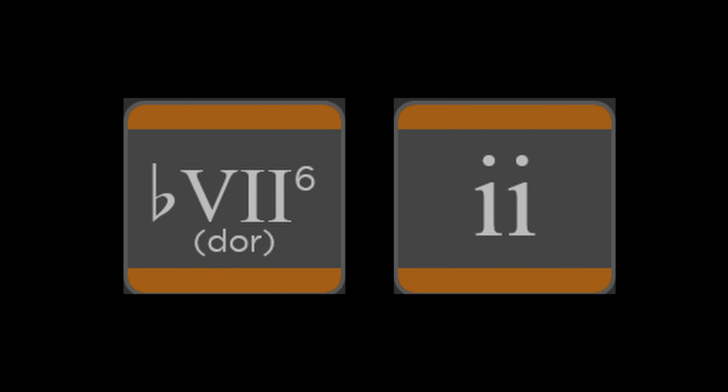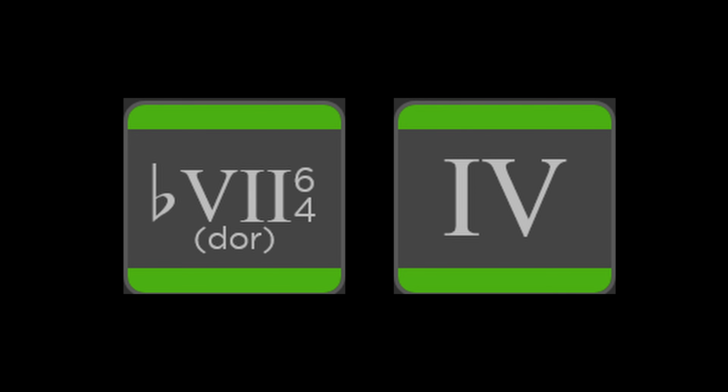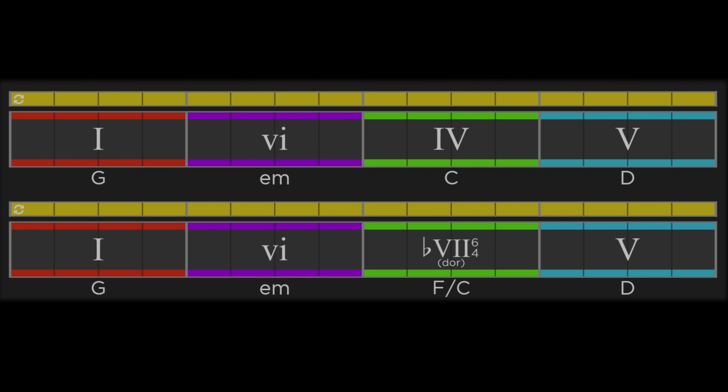Using the inversions of the flat 7 chord can open up chord replacement opportunities. The first inversion has the same bass note as the 2 chord, so it could be used to replace it. The second inversion has the same bass note as the 4 chord, so it could be used to replace that. This means you can recycle progressions with these chords and swap out a chord for the relevant flat 7 inversion. This could be used in later repeats of a progression to generate new interest. For example, a standard 1-6-4-5 progression could become 1-6, second inversion flat 7, 5.